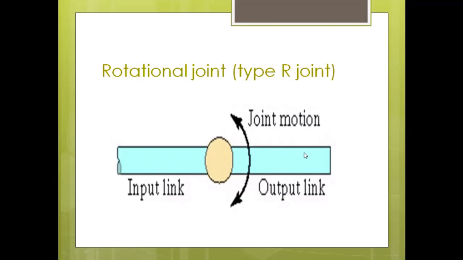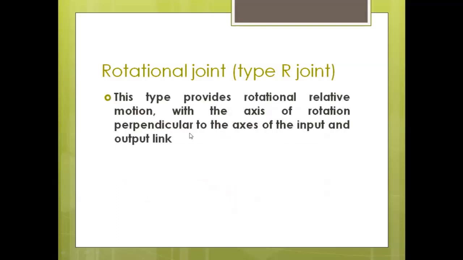The axes of the input link and output link are parallel to each other, but the axis of rotation is perpendicular to the axis of the input link and output link. Just observe here, the rotational joint, type R joint. This type provides a rotational relative motion with the axis of rotation perpendicular to the axes of the input and output link.